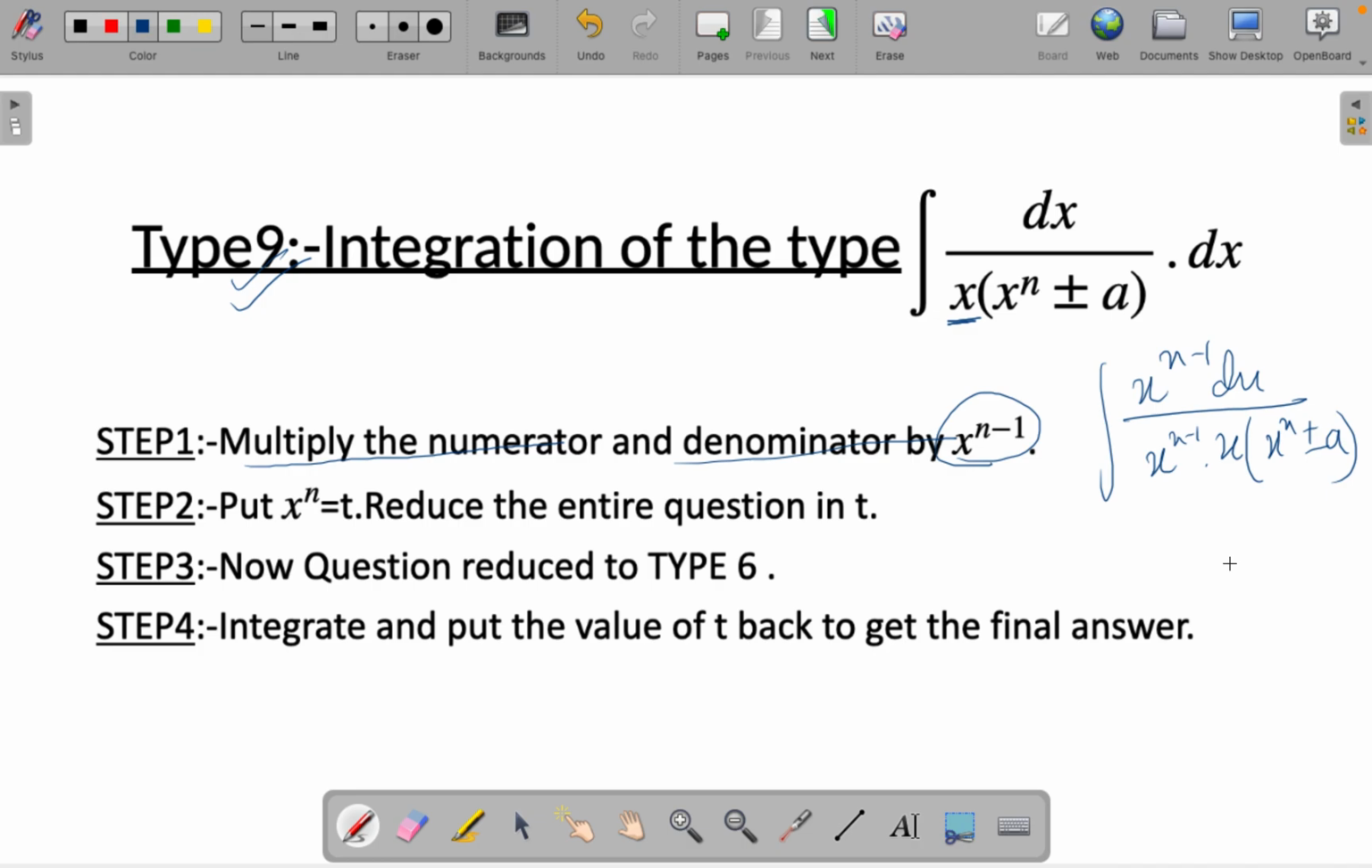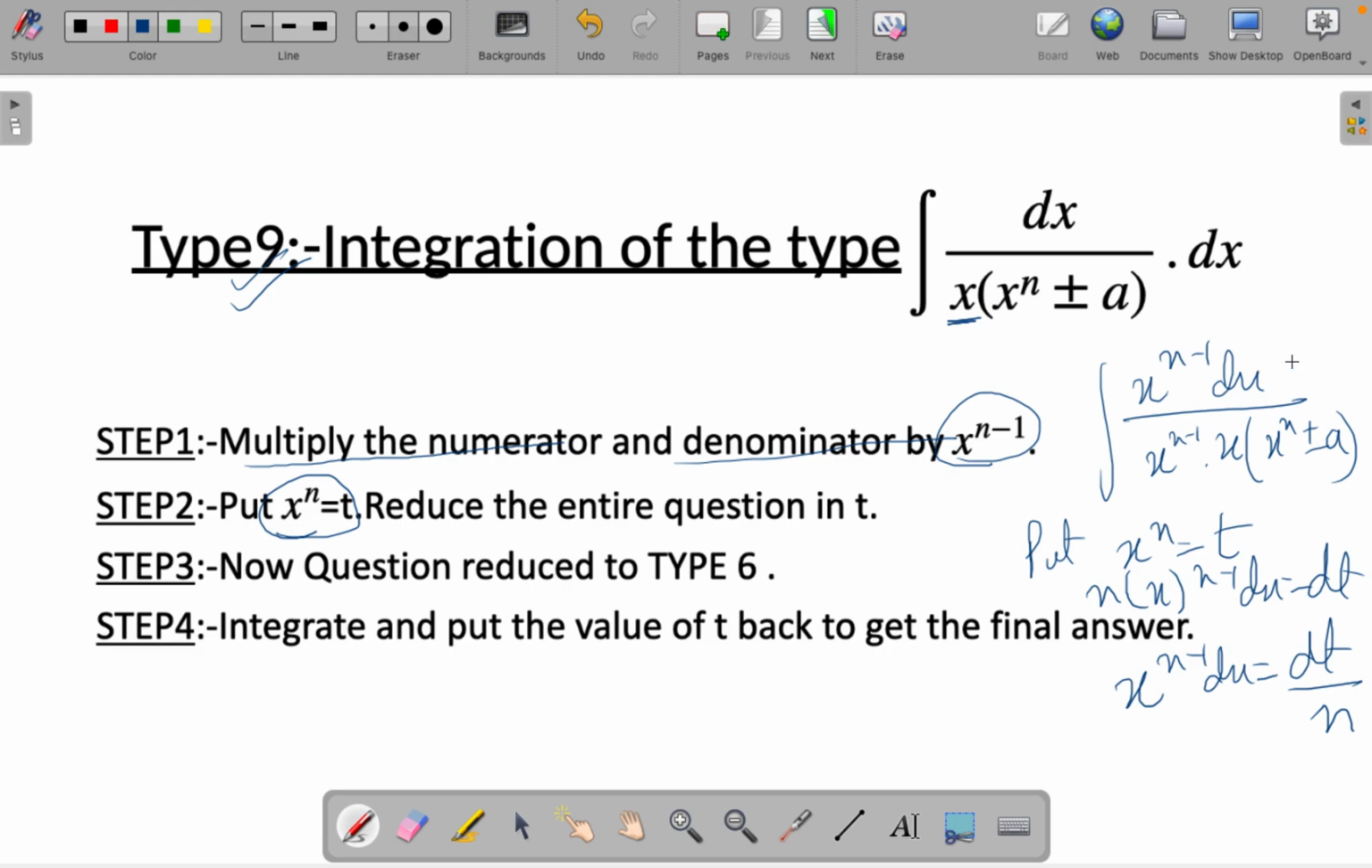So now if I put x to the power n as t and reduce my question into t, how? X to the power n, if I put it as t, then n x to the power n minus 1 dx will be dt. This n goes that side. So x to the power n minus 1 dx is equal to dt upon n. So this entire question reduces to t, and now you can solve this question using type 6, or you can also solve it using partial fraction form. And in the last, you just have to remember that the question is asked in x, so you have to put the value of t back to get the final answer.